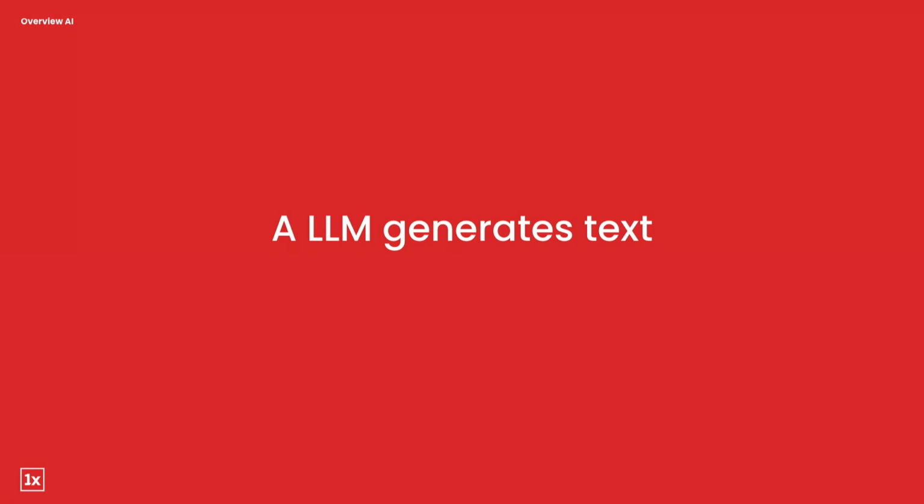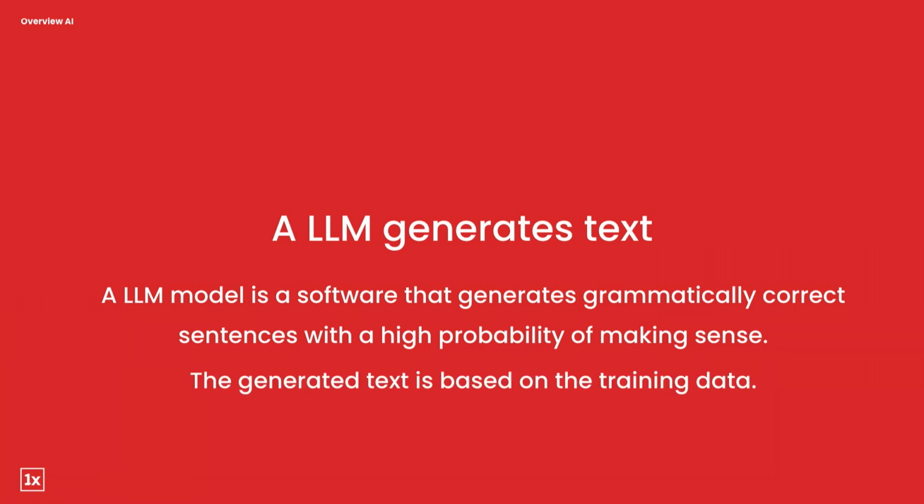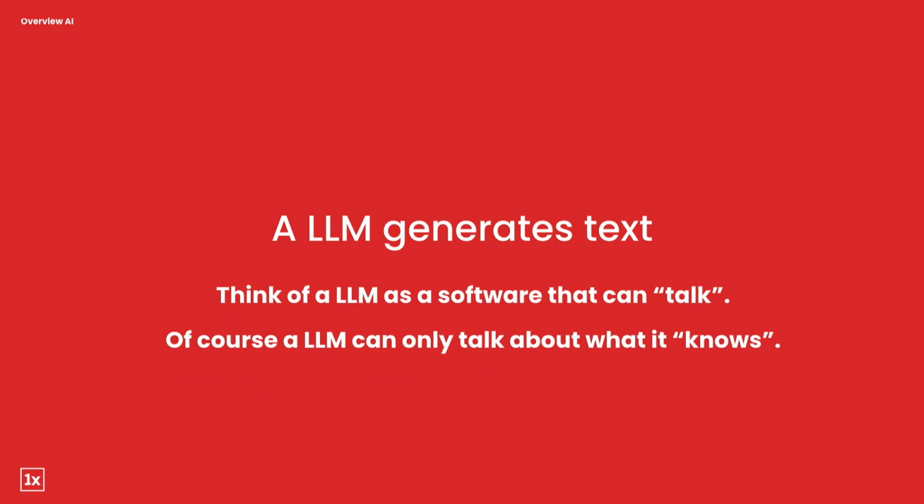All right, so now we know a large language model generates text. We already know it makes grammatically correct sentences with a high probability of making sense. That's just what it does. Important to understand is that the generated text is based on the training data. Makes sense, right? There's lots of data, you train a model, and you stick something in, it can only output what was in the training corpus. So a good way of thinking about this is that a large language model is software that can talk, but it can only talk about what it knows. Keep that in mind. If it's not in the model, obviously it can't talk about it.